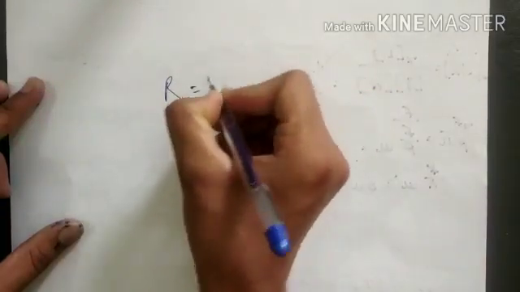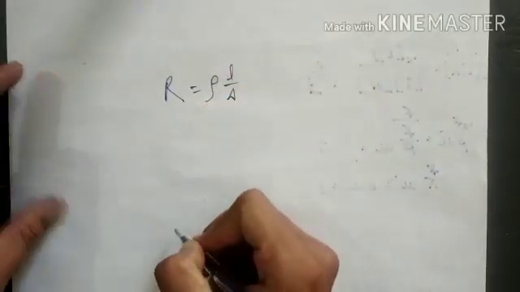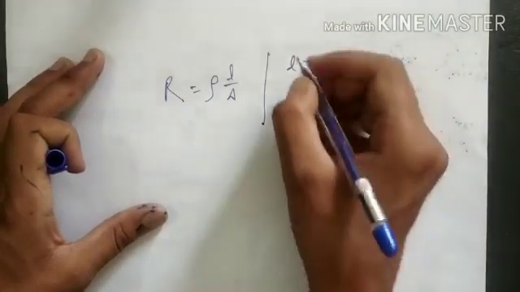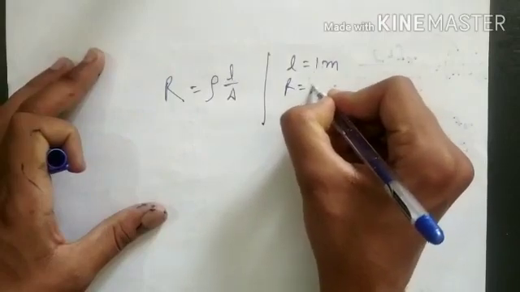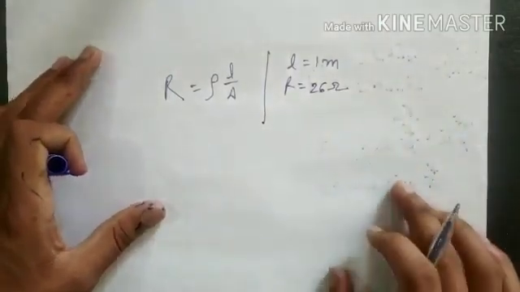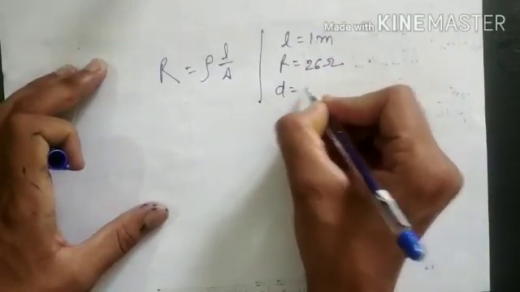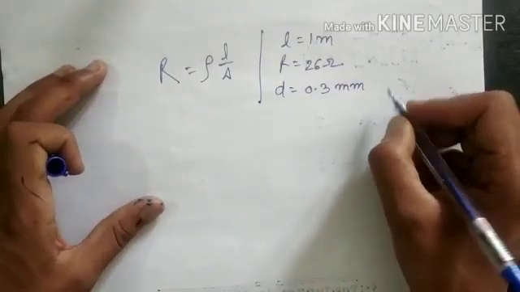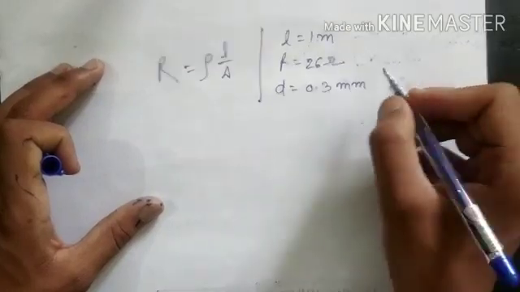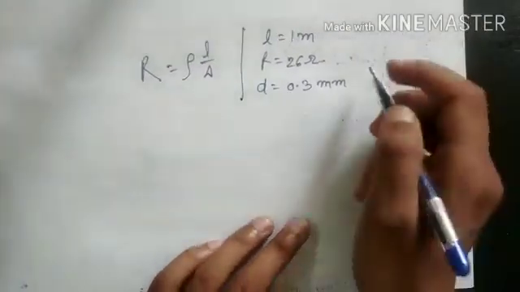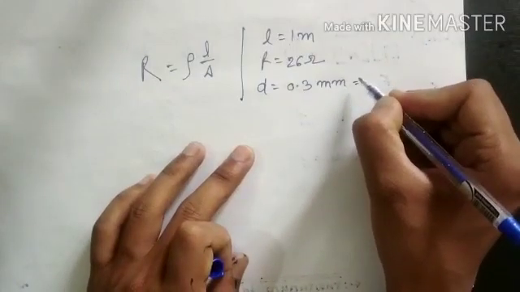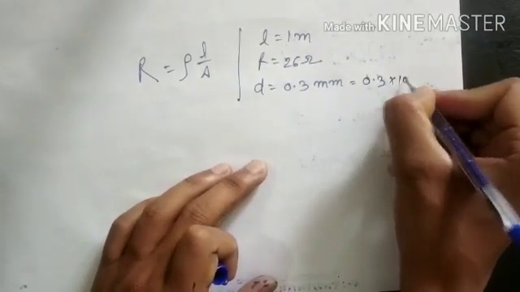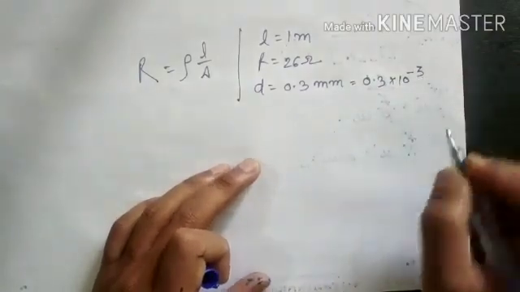So we have R is equal to rho L over A, and the required things are given. Length is 1 meter, which is in SI unit or MKS unit, and R is 26 ohms, so it is also in SI unit. But here is a problem: the diameter is given as 0.3 millimeter. So you have to change this diameter into meters because meter is the SI unit of length. Going from millimeter to meter, you will get 0.3 into 10 to the power minus 3.